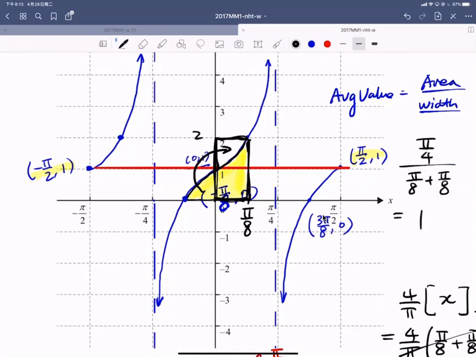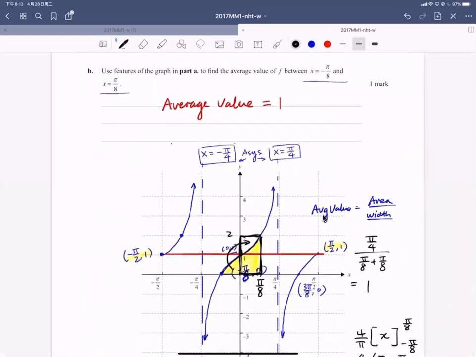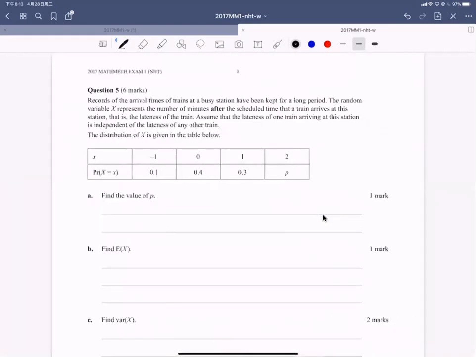1, okay? That's the third method to compute the average value of the function between minus pi on 8 and pi on 8. All right, that's enough. Let's move on to see what's the next question.